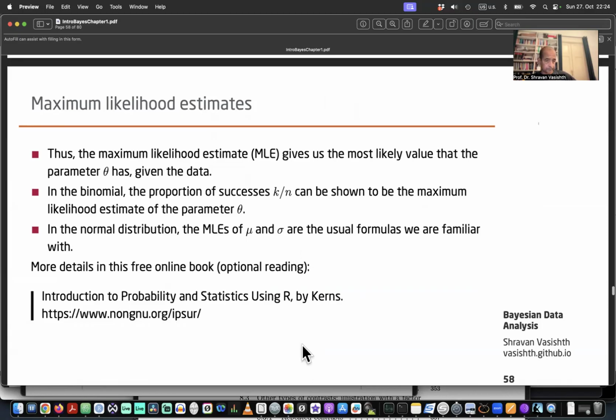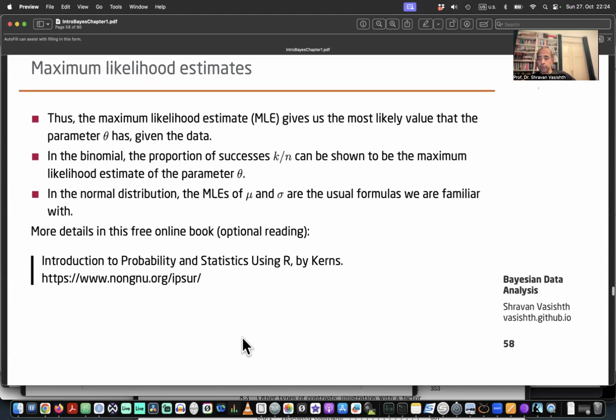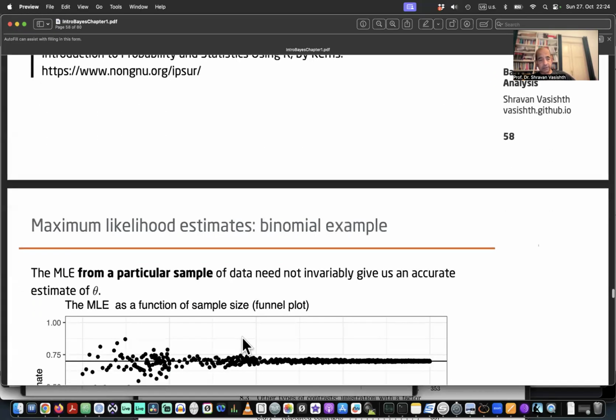More details on this, of course, are in my lecture notes, the linear modeling lecture notes, but also in this textbook by a mathematician called Cairns. It introduces probability theory and statistics using R. It's an interesting textbook, which I would recommend if you want another perspective on the theory that I'm quickly working through in these lectures.